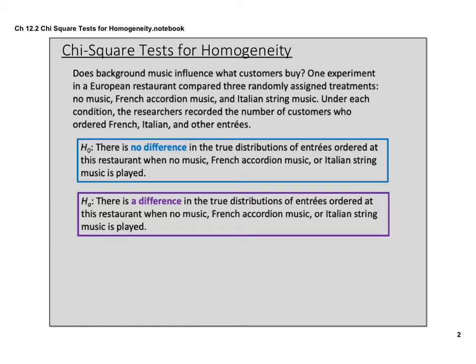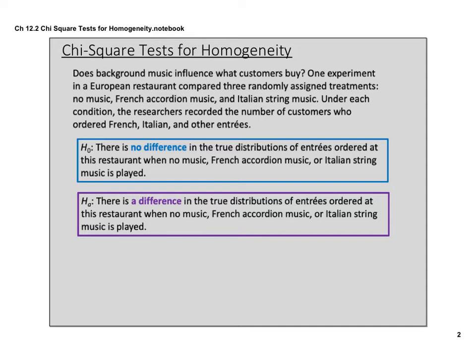So if I were going to write a hypothesis for a situation, it says, does background music influence what customers buy? One experiment in a European restaurant compared 3 randomly assigned treatments: no music, French accordion music, and Italian string music. Under each condition, the researchers recorded the number of customers who ordered French, Italian, and other entrees. So the null hypothesis is that there's no difference in the true distribution of entrees ordered at the restaurant when playing the different kinds of music. And the alternative hypothesis is that there is a difference in the true distributions.